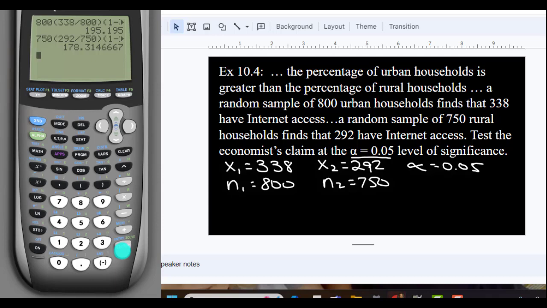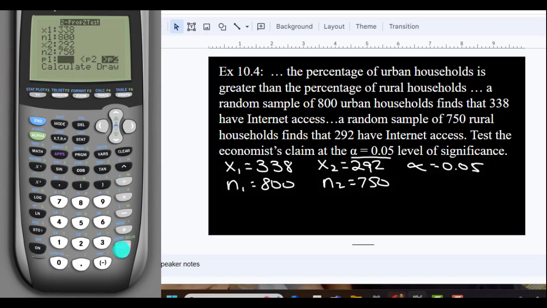So let's go to our calculators. We're going to go to Stat, over to Tests, and down to number 6, the 2 proportion z-test. We select that, and we're going to enter these values. X1, 338. N1, 800. Oh, I just realized I forgot to write down my null hypothesis. Well, we're going to do that in a second. X2, 292. And then N2, 750.